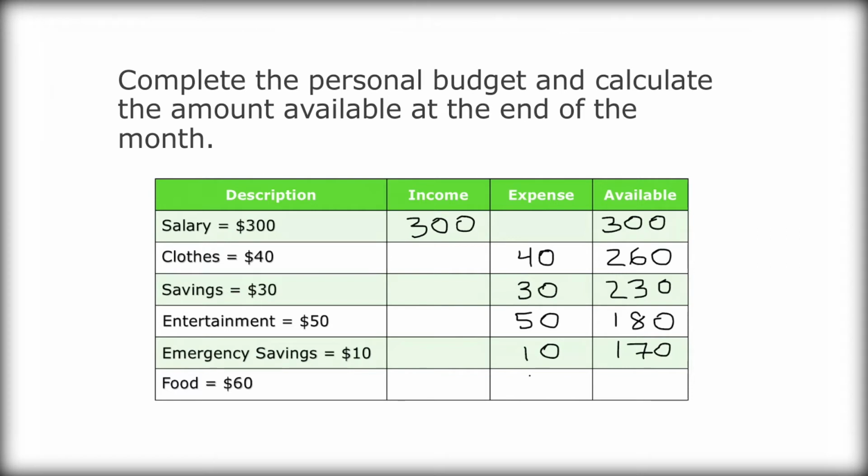And then we have food. We have to give money away in order to buy food, so we're going to put it also in the expense column, and that gives us a total available balance of 110. So this person, after all their expenses, is going to have an available balance of $110.